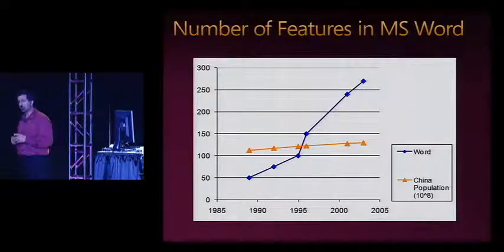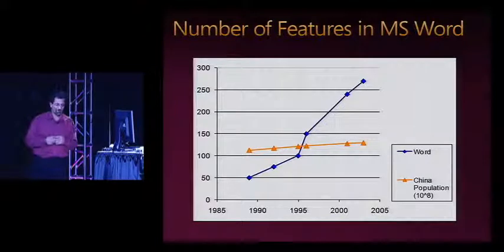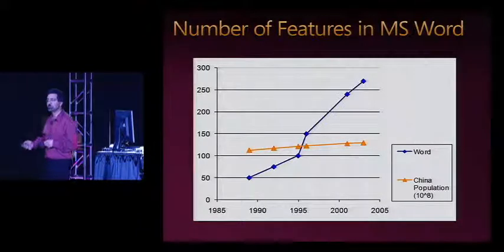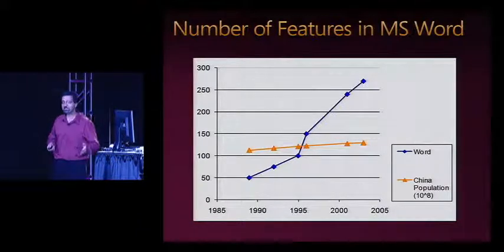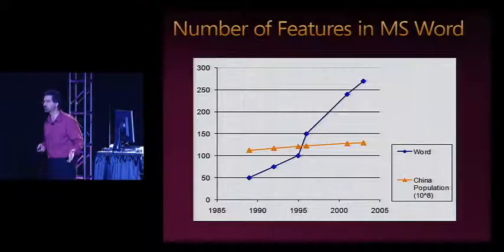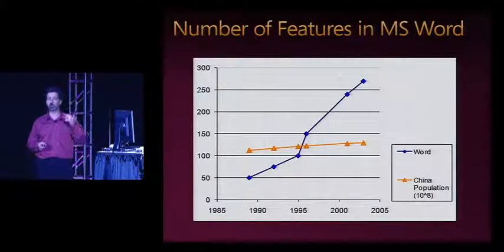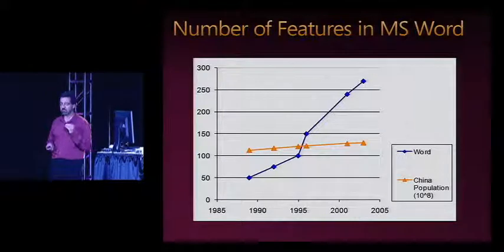Okay, let's move to something less serious. You see here in this graph the number of features in MS Word as a function of the year or of the version. And you can see how exponentially it's rising. The more and more features we give to the user, the more and more complex the applications become.